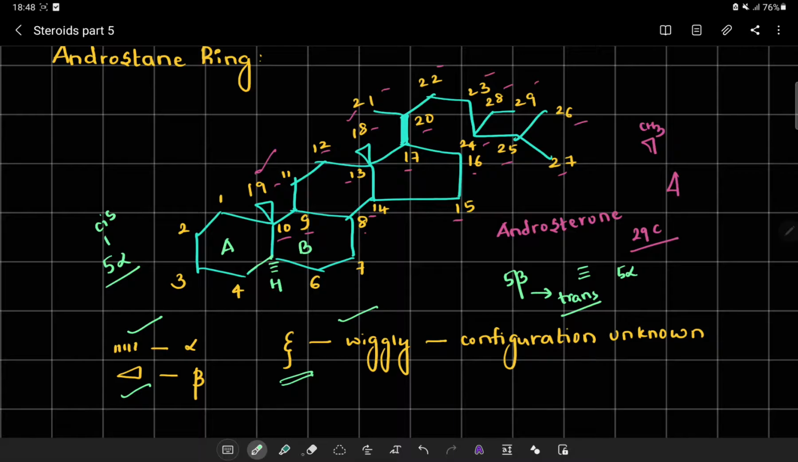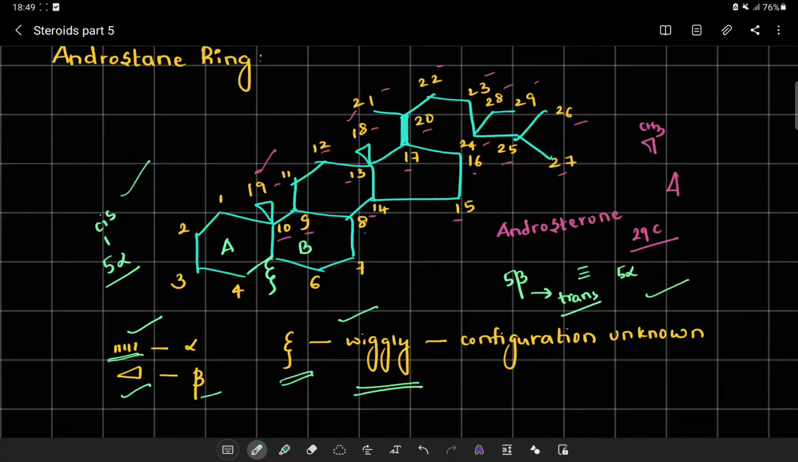This can be represented something like this. If at this position I do not know the configuration, I will just give a wiggly line. Whether it is 5-alpha or 5-beta is not known to me. So in this way, I can depict the 5th position depending on what type of series it can be, a cis series or a trans series respectively. If it is on a broken line, then it is an alpha series. If it is on a strong wedge, then it is a beta series. If it is on the wiggly line, then the configuration is unknown to us.